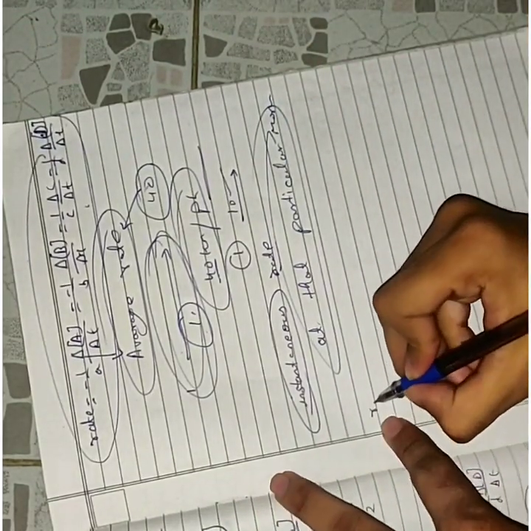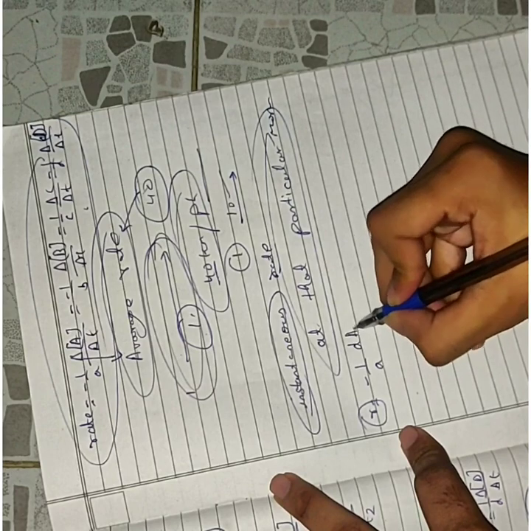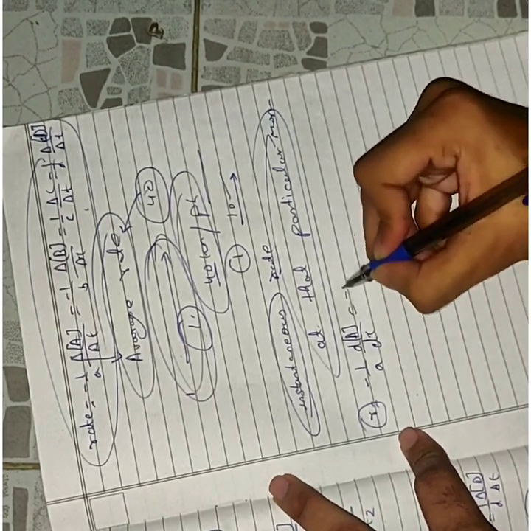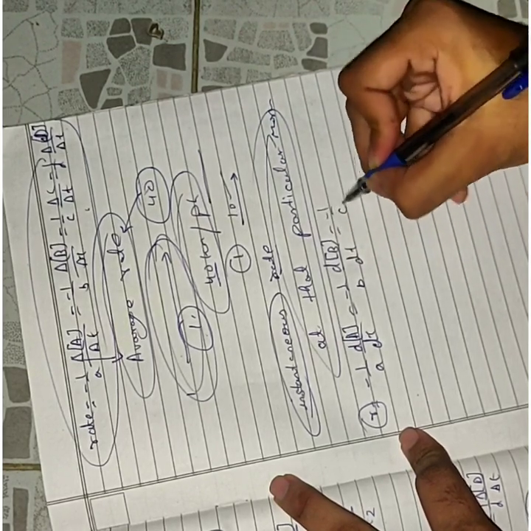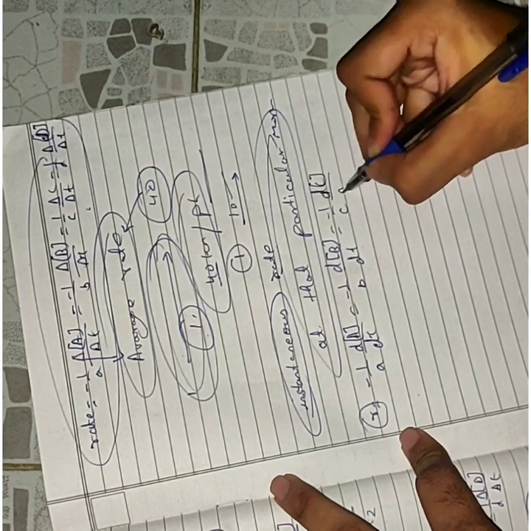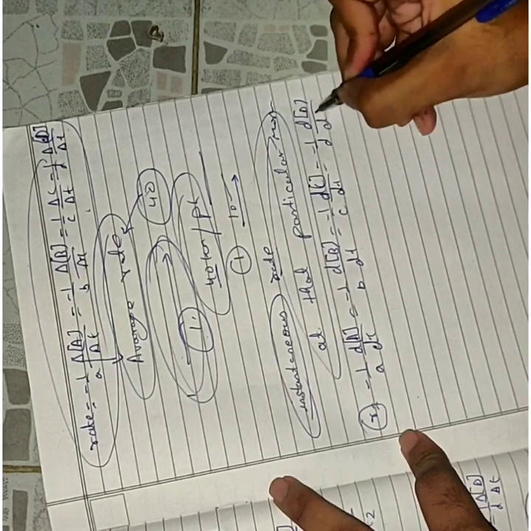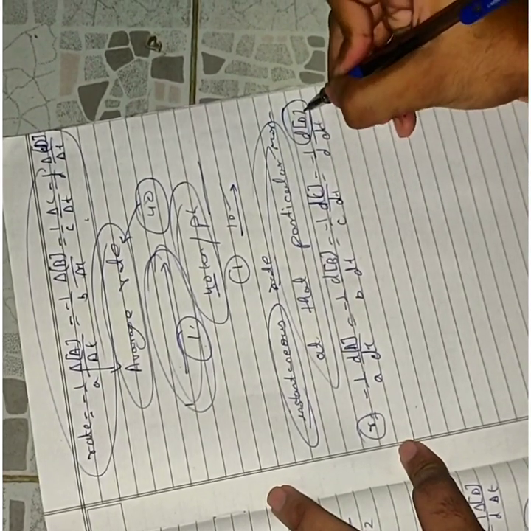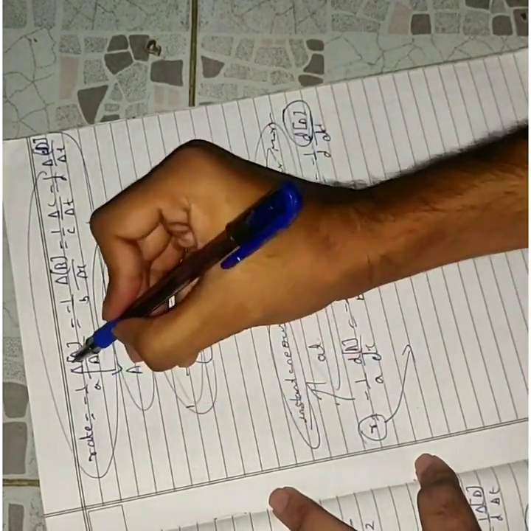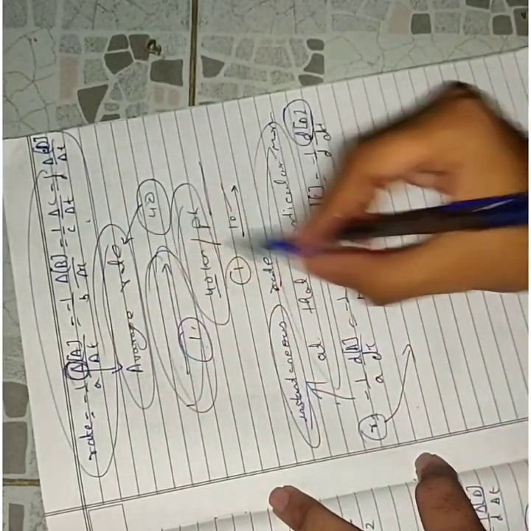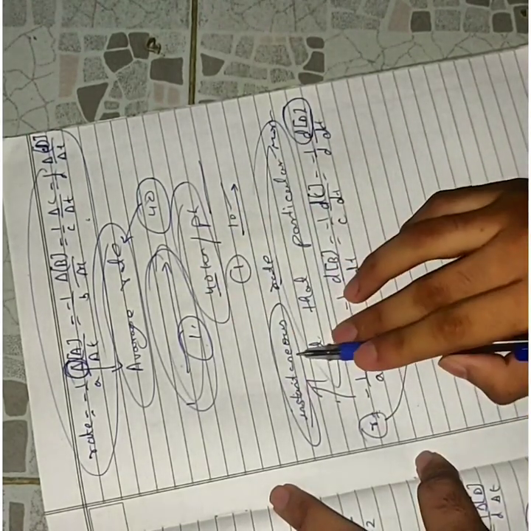So that can be represented by R, that is rate is equal to minus 1 upon A dA by dt, which is also equal to minus 1 upon B dB by dt, which is 1 upon C dC by dt, 1 upon D dD by dt. What is this? This is change in concentration of D. Small d represents small change. So this will be known as instantaneous rate. Okay, so if you represent it by delta, it is known as average rate, and if you represent it by small d, it is known as instantaneous rate.